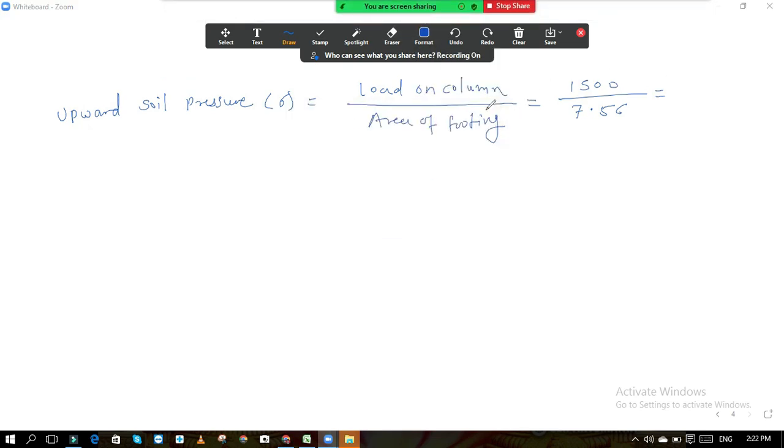198.34. One 98.34 kilonewton per meter square. This is the upward soil pressure. Okay, upward soil pressure. Now calculate the ultimate soil pressure.